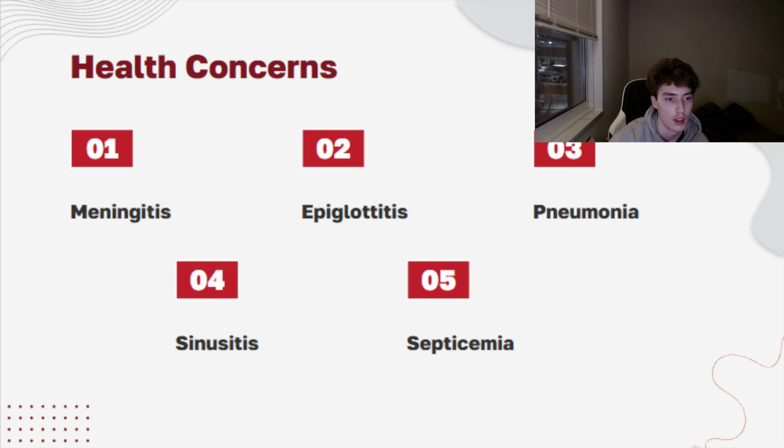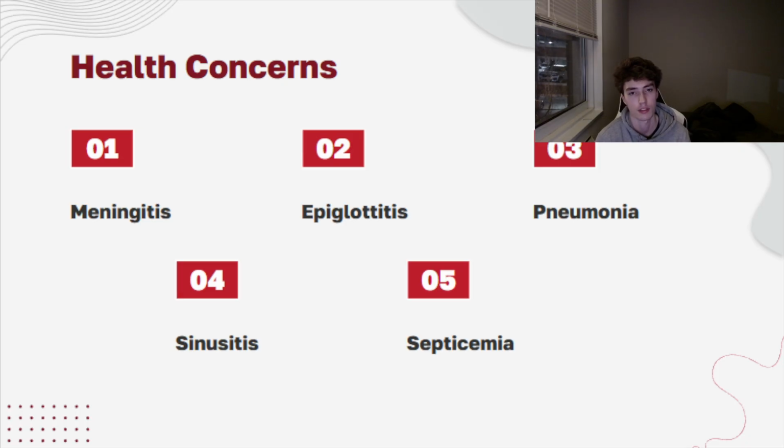All right. So, what are some health concerns of Haemophilus influenzae? I had previously mentioned meningitis. That's probably the most popular one. Next up is epiglottitis. Epiglottitis is the inflammation of the epiglottis, that little cartilage flap that sits behind your tongue. This is definitely considered a medical emergency just due to the fact that this will block off your airways, block off your trachea. Next up is pneumonia.